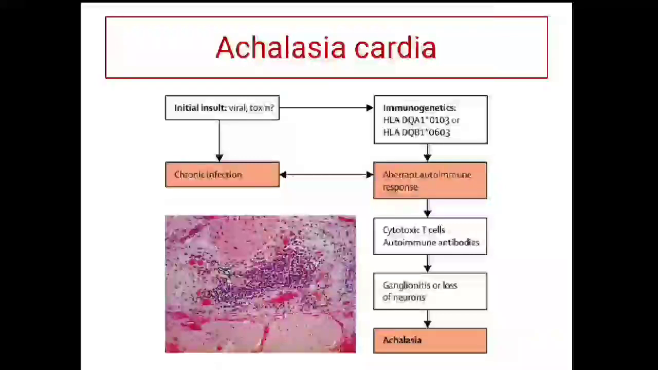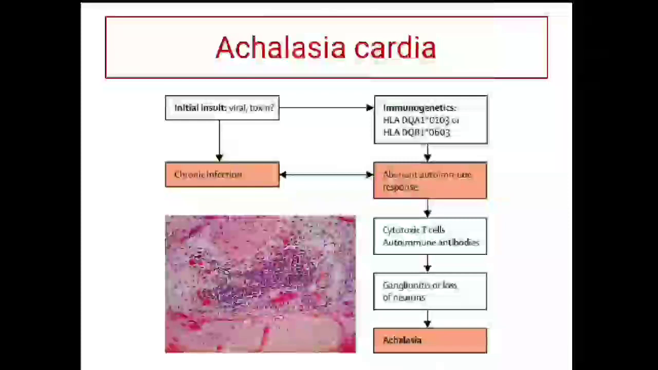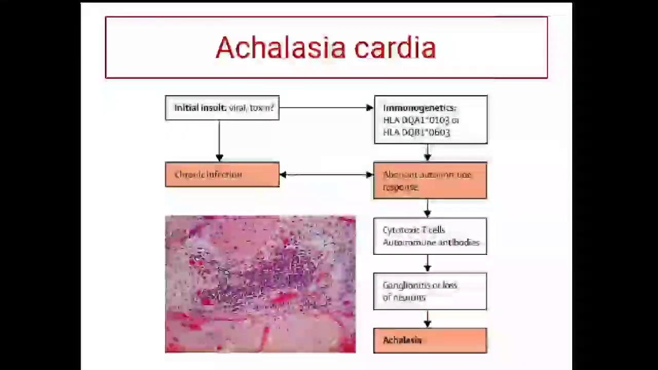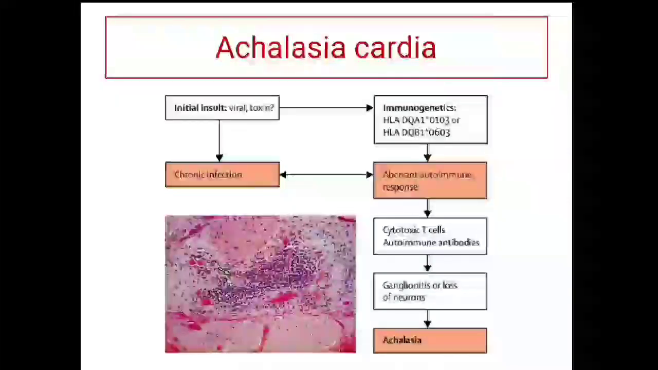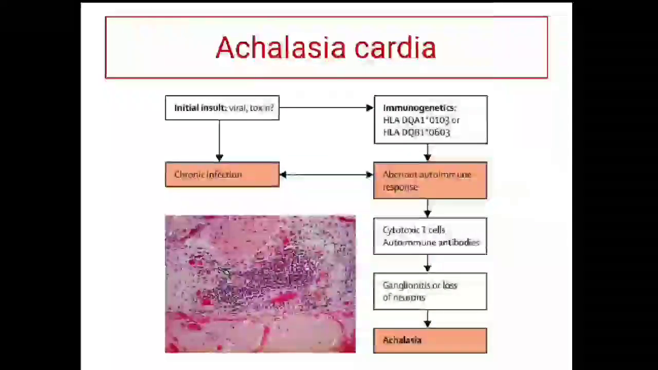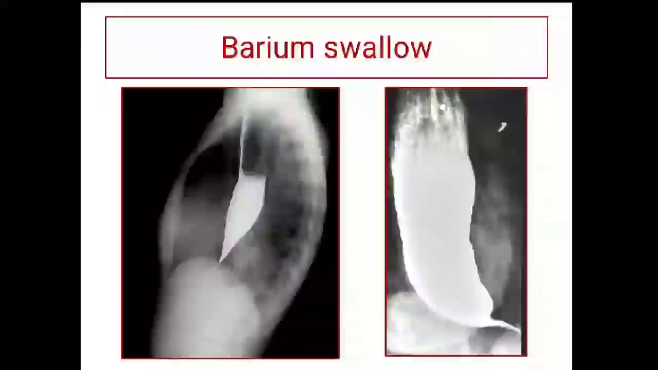The resultant chronic infection and abnormal immune response causes autoimmune antibodies and T cells to be generated. They are directed against the so-called ganglion cells or the neurons of the enteric nervous system. Loss of these neurons, specifically the inhibitory ones, will lead to increased tone of the lower end of the esophagus, causing constriction or achalasia. If we do a barium swallow study, we will see there is a narrowing of the lower end of the esophagus.